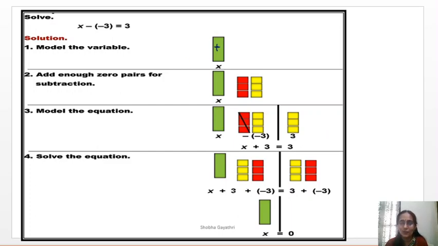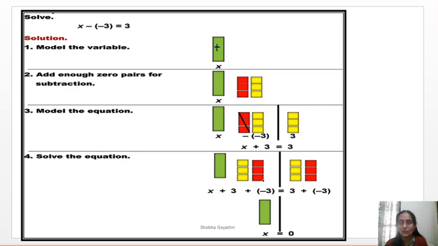You have to remove 3. Now to remove 3, you cannot remove it as you like. You cannot add also as you like. You have to follow the arithmetic rule. Now you can add minus 3. To remove plus 3 from the left hand side, you should add minus 3.